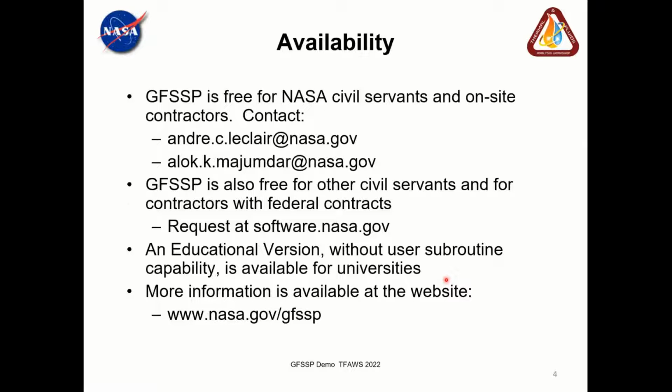Okay. So regarding the availability, GFSSP is free for NASA civil service and on-site contractors. And if you need this code, contact either Andre or me, and we'll be glad to give you access to the code with the information about the training, etc. But GFSSP is also free for other civil servants and contractors who have federal contracts, but you have to get the code through the tech transfer office of Marshall. Same way, the educational version of the code is also available to US universities. And again, you can get that from our tech transfer office. So there is more information available on our website.